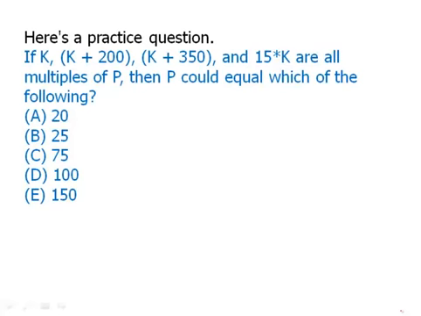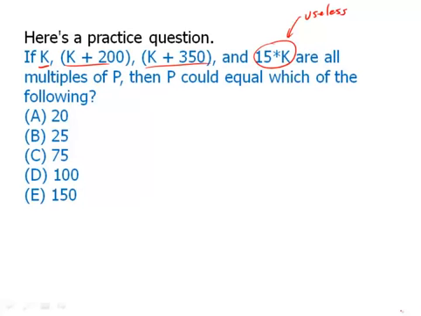Well, let's think about this. We know K is a multiple of P. So we know that any multiple of K is a multiple of P. So this 15K, this is useless. This doesn't help us at all. In other words, any integer times K is still going to be a multiple of P, so the 15 is completely useless. That's a distractor.